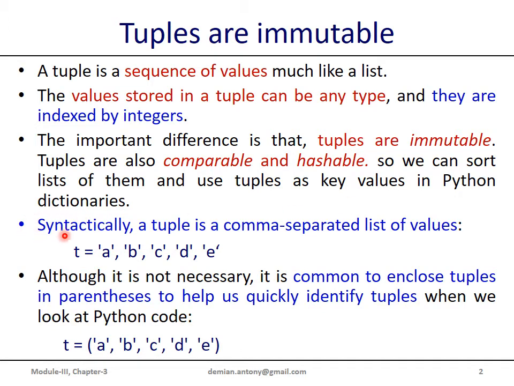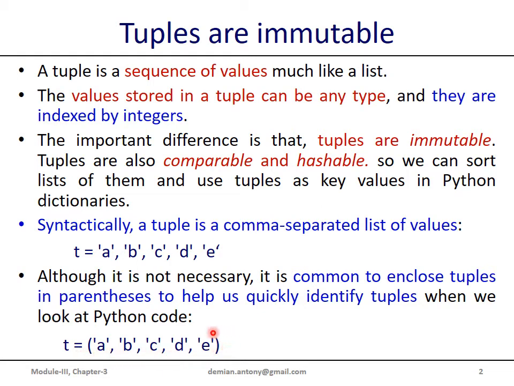So syntactically, a tuple is a comma delimited list of values. This is one form of defining a tuple. Here we have defined a tuple with the elements as characters. We have a tuple with 6 elements, and it is not necessary that we define only characters. We can also define the tuple with the help of parentheses.